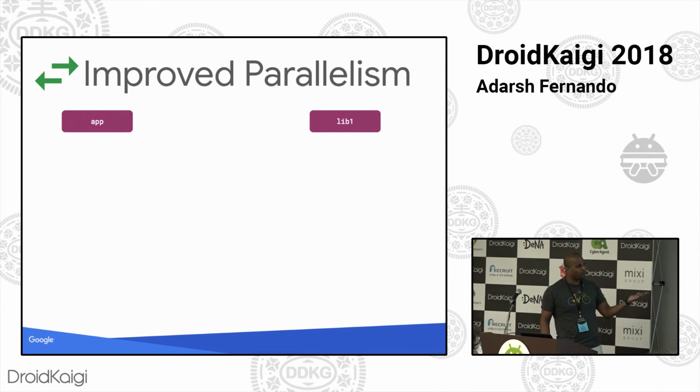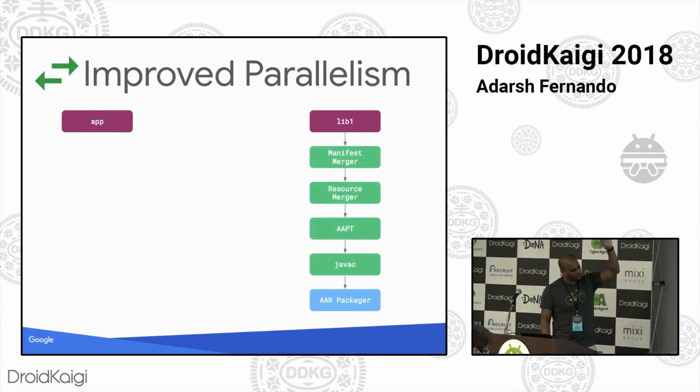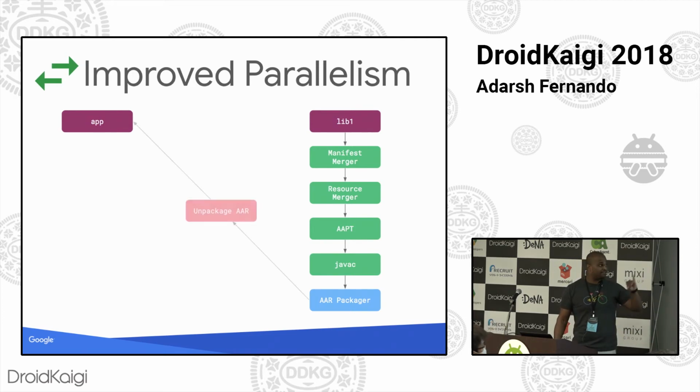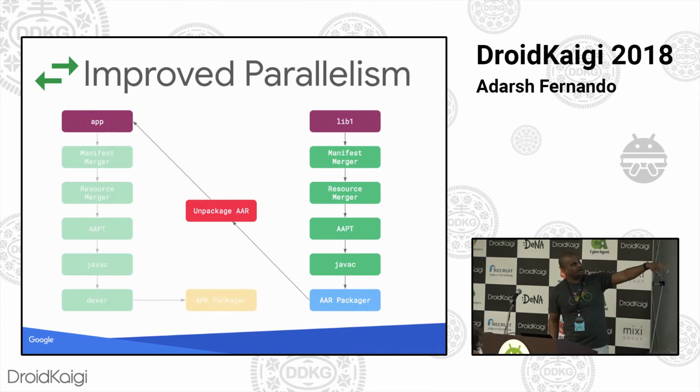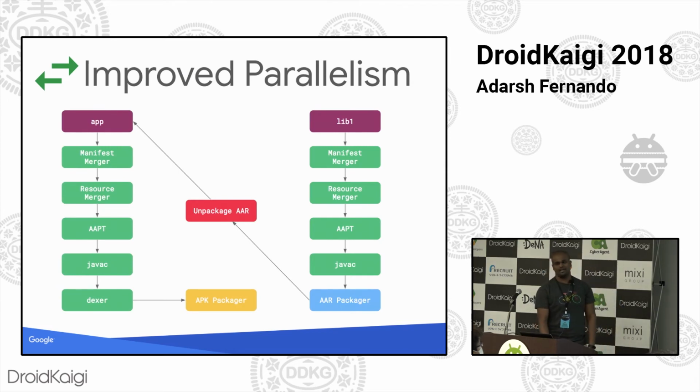So before, lib1 had to go through all its tasks. It has to do manifest merger, resource merger, compile its resources with aapt, compile its logic with javac, package that all into an AAR, send that to the app, but then the app needs to unpackage it to be able to actually see the components within the AAR. It has to unpackage the AAR, and then the app has to do its thing, and then finally package the APK, right? Super inefficient, no parallelism there at all.